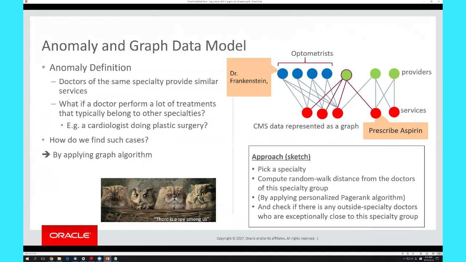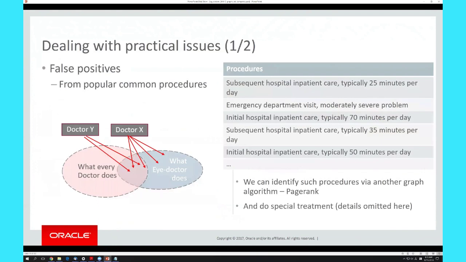And then it's simple. You pick these guys, start from them, and compute personalized PageRank on all the doctors in the graph. If there's any person that has an exceptionally high PPR value, we find him as an anomalous case. So the idea was very simple, and we tried to apply it ourselves.